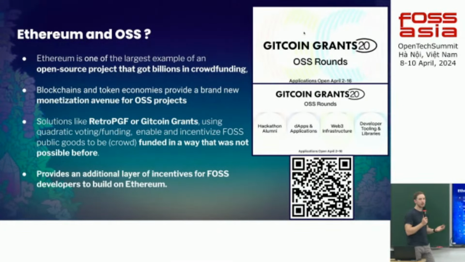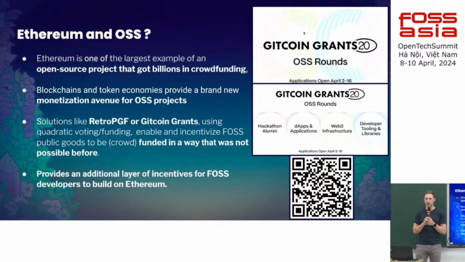Ethereum itself is one of the largest examples of an open source project that got a lot of funding. It got billions in funding, and its value is now worth more than trillions. So I think blockchain technology and token economies can bring a lot of new ways for open source projects to get funded and monetized. On top of crypto economies, you have solutions like RetroPGF or Gitcoin grants that are being developed on top of Ethereum, and that incentivize free and open source software to get funded.